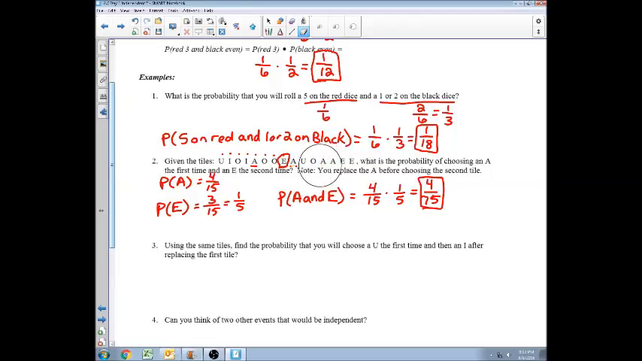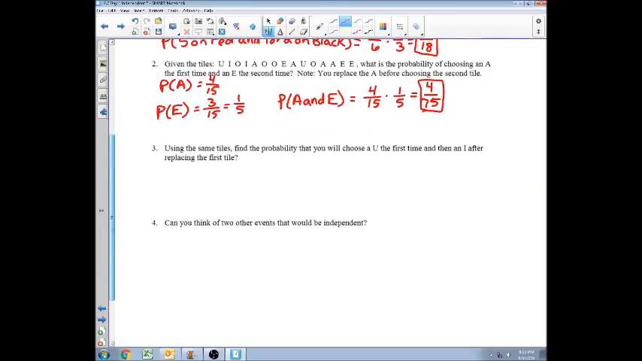I'm going to go ahead and get rid of our little notes here on the tiles, so we can move on to number 3. Using the same tiles, find the probability you will choose a U the first time and then an I after replacing. Remember, it's replacing the first tile. So a U the first time, it would be 1, 2. So that would be 2 over 15 is the probability of a U.